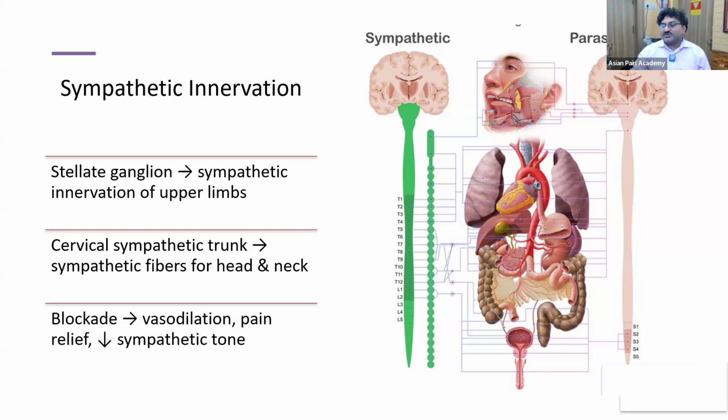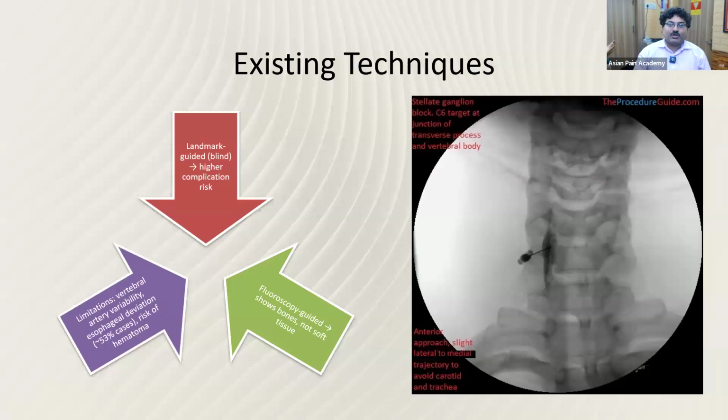So the main indications for this block are of two types. One is pain related issues, for example, complex regional pain syndrome, which we are discussing again and again, or any condition affecting circulation, for example, Buerger's disease, Raynaud's disease, or frostbite. That is causing vasoconstriction and can be treated with the stellate ganglion block. Now, I have already told about the existing techniques in the introduction.